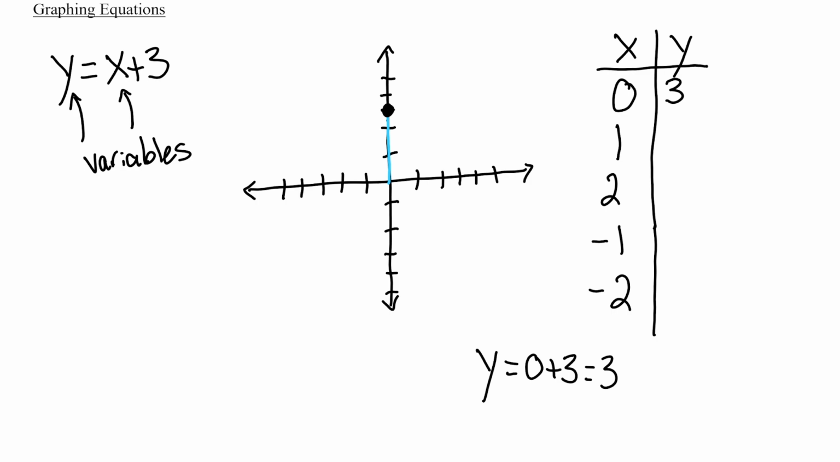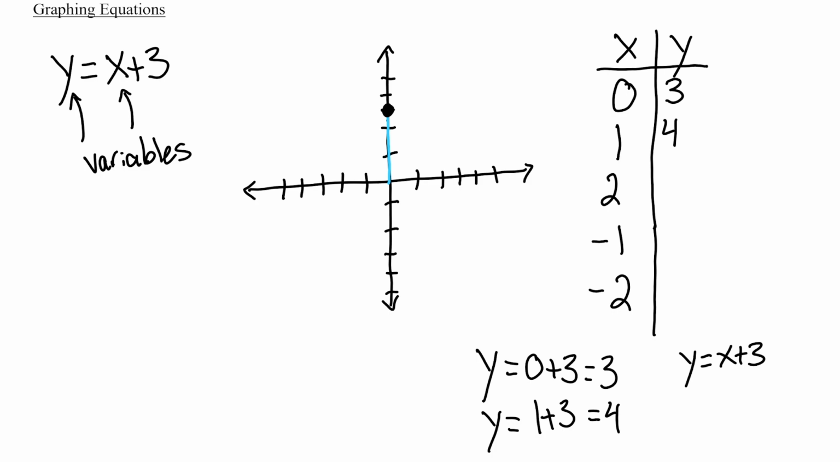And then we just keep doing this with all of the points, right? So when x is 1, y is 1 plus 3, which is 4. Okay, so remember the equation, I'll copy it down here, is y equals x plus 3. So we're taking whatever x value we specified and putting it in for x. And then we're seeing what the corresponding y is.